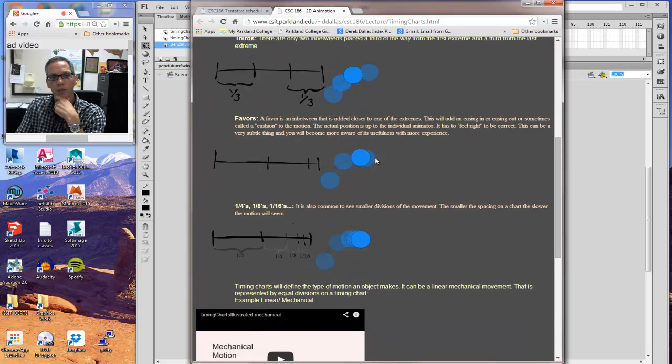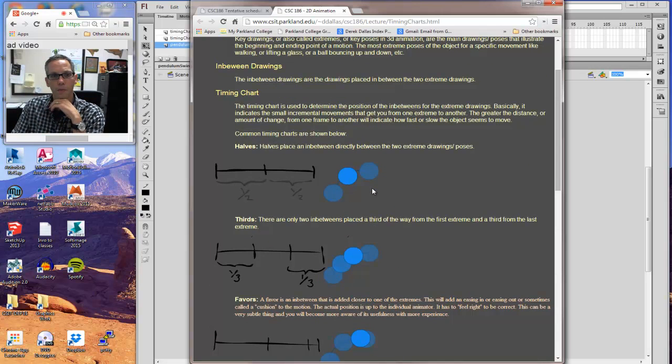Favors, as I had mentioned, is where you don't necessarily divide things equally. You have your extremes here and here. You might have what's called a breakdown in the middle. And when you have a favor, it's not going to be quite square in the middle like it would be right here. It could be a little bit closer to the end. That has to do with feeling it out. It means that there isn't necessarily a specific robotic type of distance, so you just have to get a feel for it and see if it moves the way that you want.